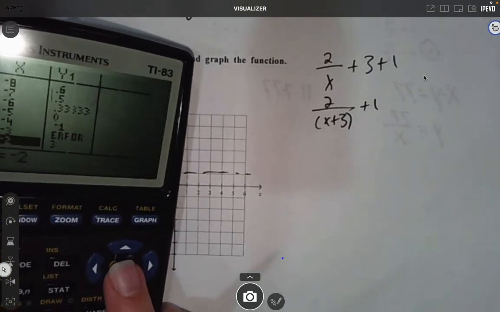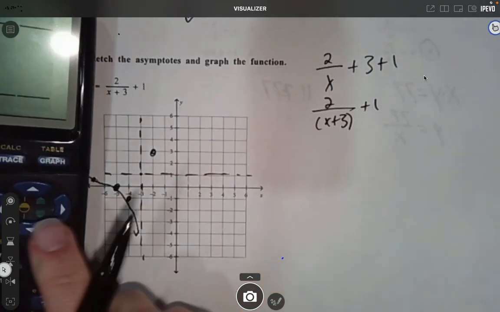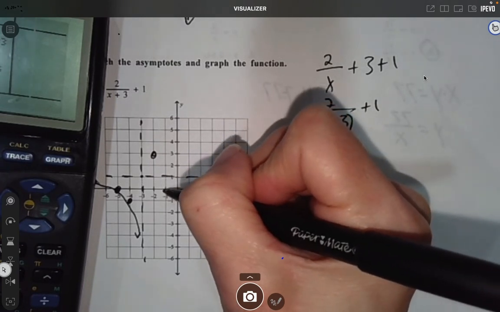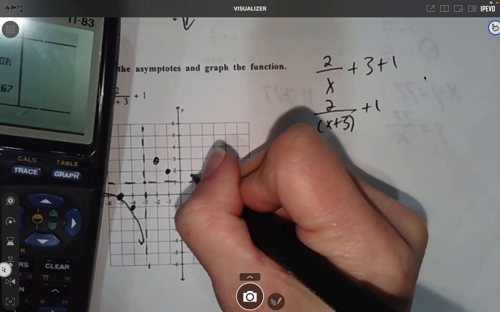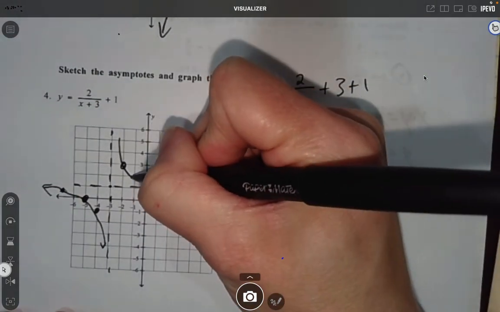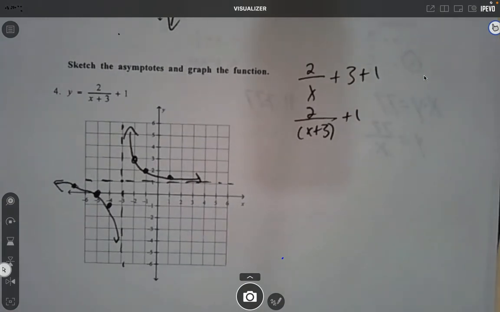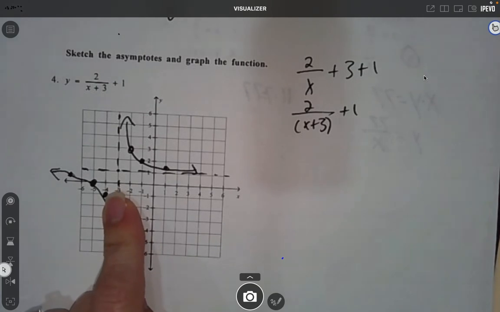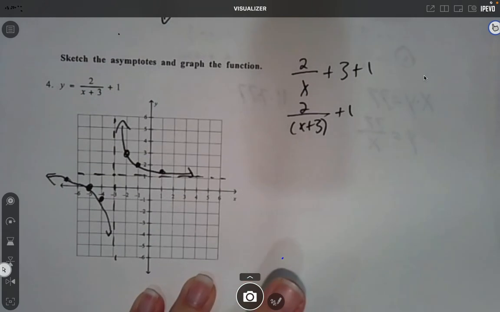Negative 2, 3. I'm going to go to the other side of the asymptote. And negative 1, 2. And 1, 1.5. And there's that one. Okay, how do we feel on that? I got it right on my graph, but I still don't have that line. That's fine. Your calculator didn't draw the asymptote, but you did on your paper, right?